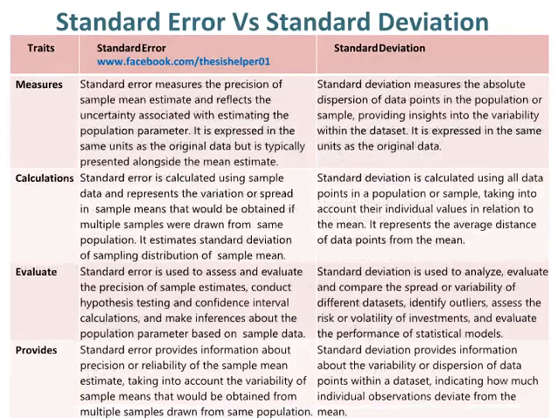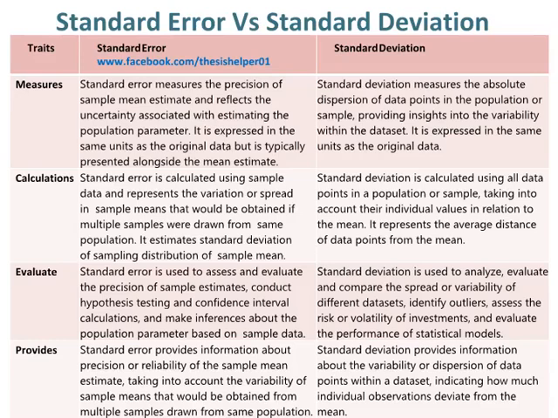Standard error measures the precision of sample mean estimate and reflects the uncertainty associated with estimating the population parameter. It is expressed in the same units as the original data but is typically presented alongside the mean estimate. Whereas, standard deviation measures the absolute dispersion of data points in the population or sample, providing insights into the variability within the dataset. It is expressed in the same units as the original data.